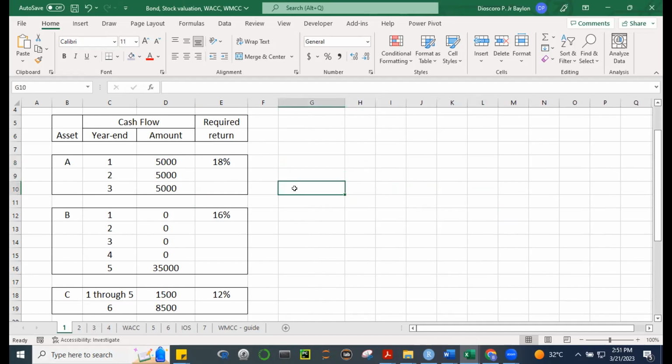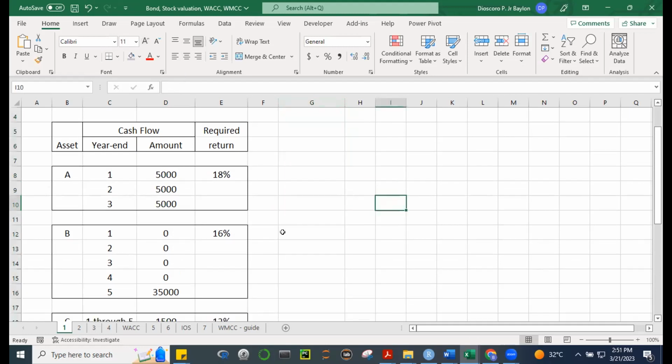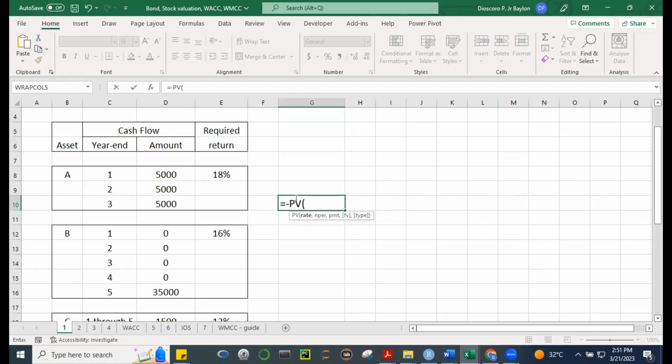I will not anymore discuss this in greater detail because you're supposed to know this already. If the required return is 18% and you have a stream of cash flows of 5,000, in fact, we can consider this as a PMT, then the present value, the price of this asset, okay, I'll just go quickly over this because this is just a review. But this is pretty straightforward. So we use the PV function, you know this. The rate is 18%. NPER is 3 years.